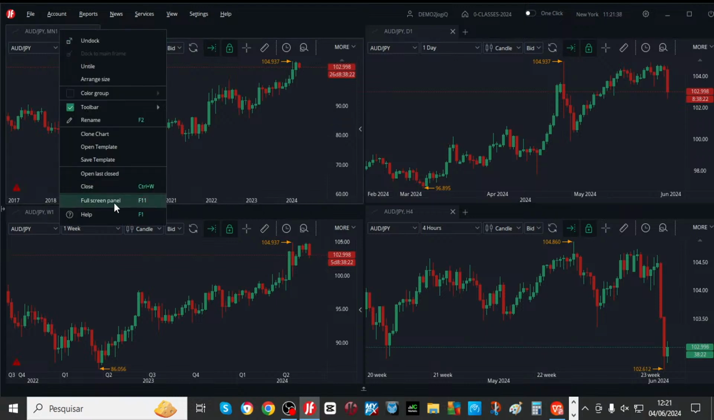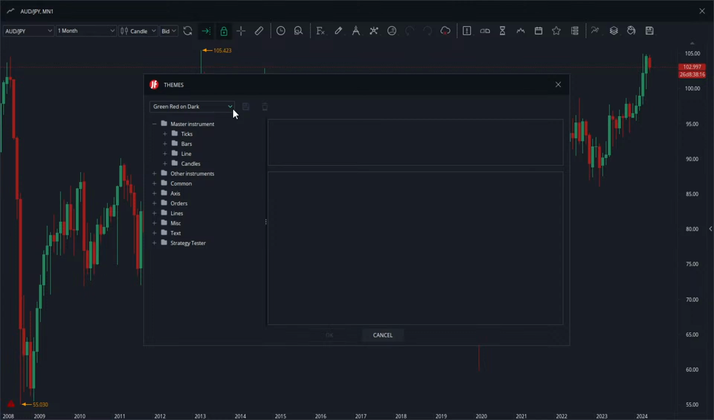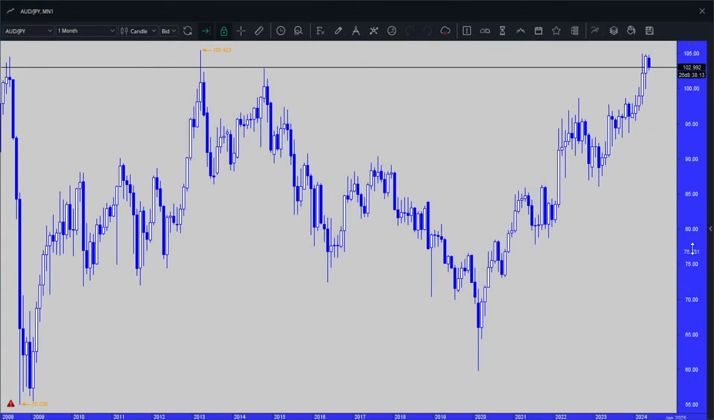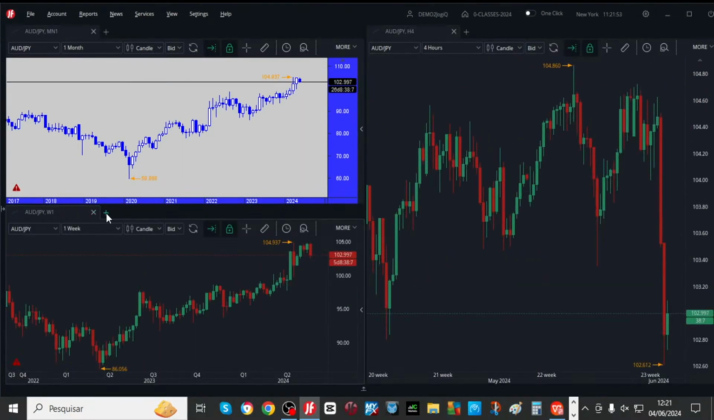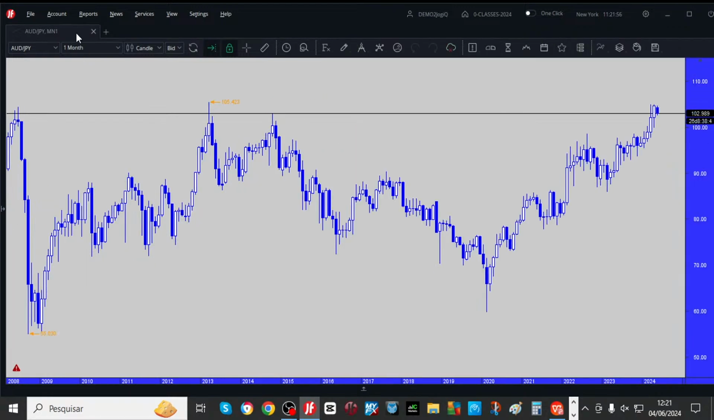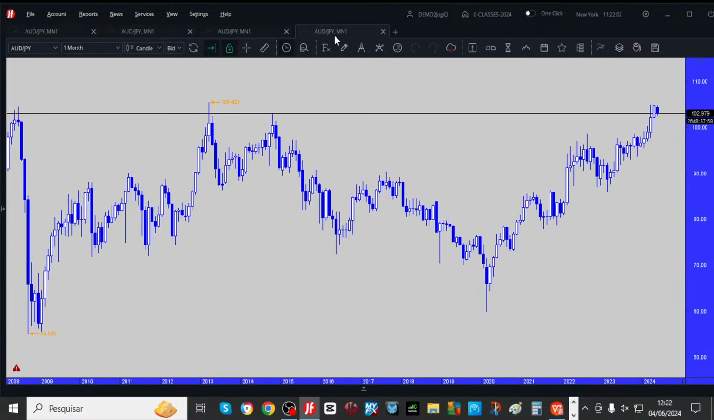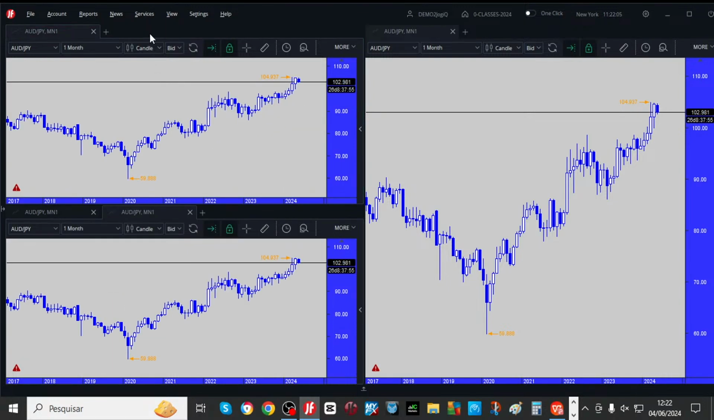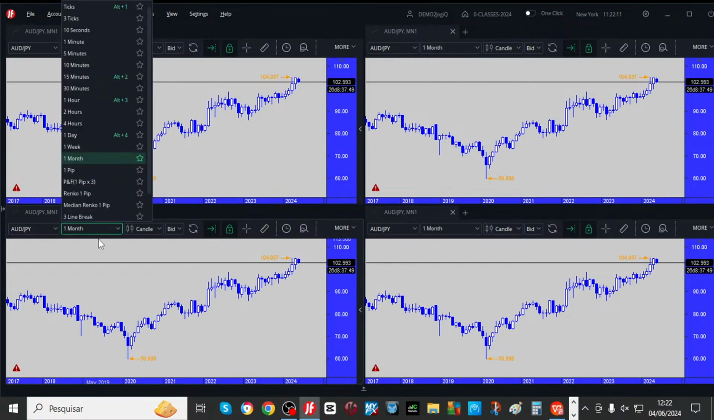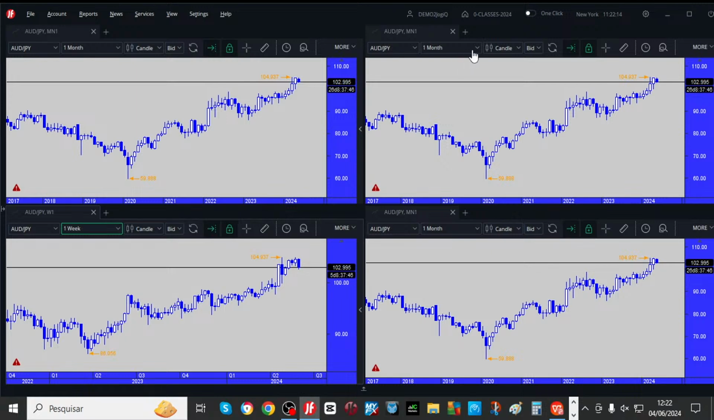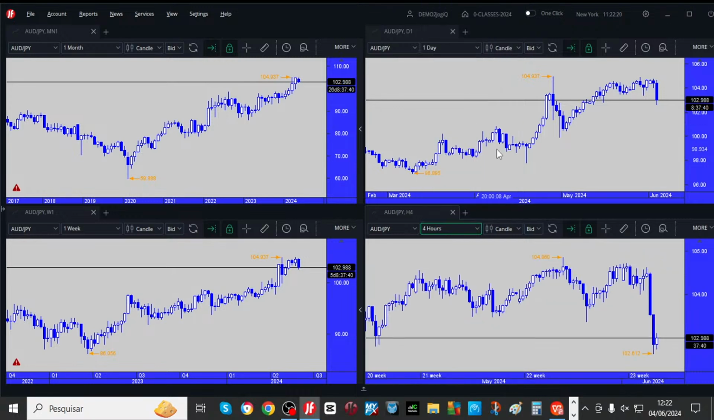Now I need to go here and full screen. I don't like those colors, I cannot see. I want my colors. Custom theme, there you go. Custom theme, F11, I'm going to redo it: clone chart, clone chart, clone chart. Okay, so this is the monthly, that's the weekly, that's the weekly, that's the daily, and that's the 4-hour chart.